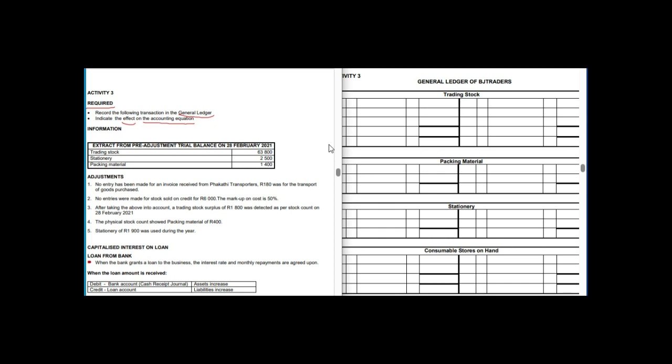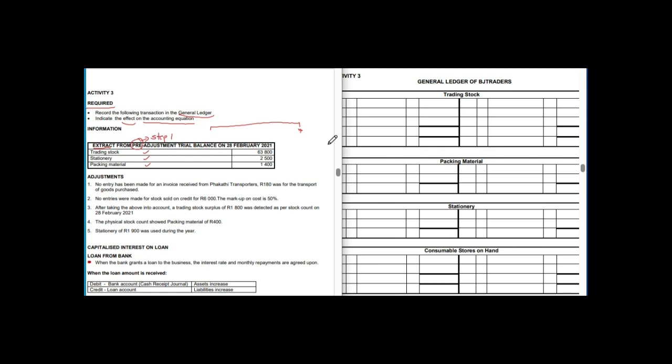Always remember guys, whenever we do year-end adjustments, we need to have our first step clear, which is the pre-adjustment trial balance, which is step 1, whereby we are going to have opening balances for a specific account. We have our trading stock, our stationery, and our packing material. It says extract from the pre-adjustment trial balance on the 28th February, meaning we'll always have our timeline, and then our financial year ends when?